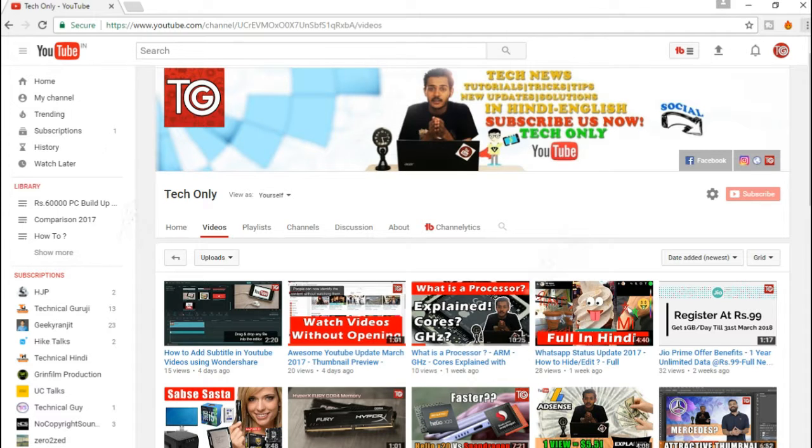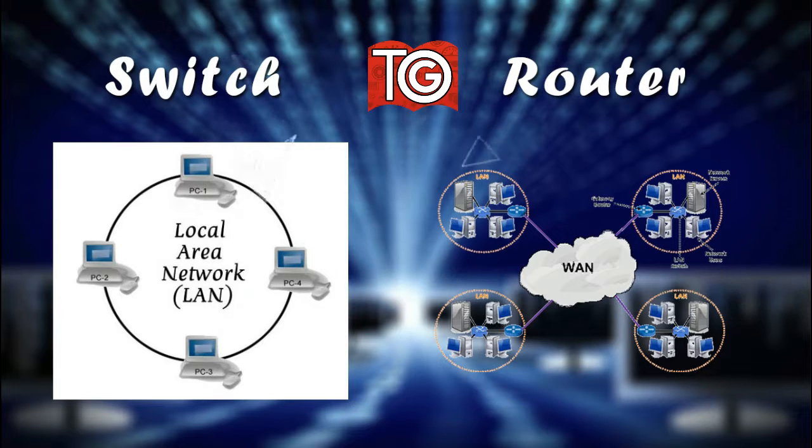The first difference between a switch and a router is that a switch is used in a local area network, that is, for small networks such as offices and small startups. The router is used in a WAN, which is a wide area network. It is a combination of many LAN networks, so it becomes a WAN. So you can see the difference: a switch is used in a small network and a router is used in a bigger network. Let's move on to the next difference.